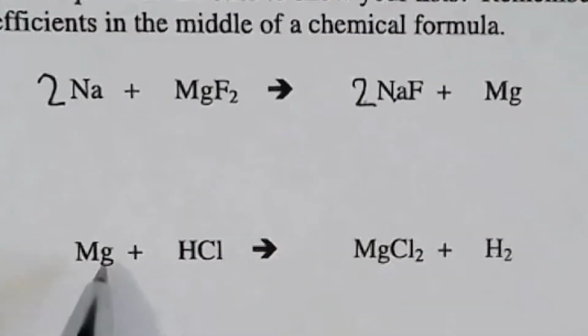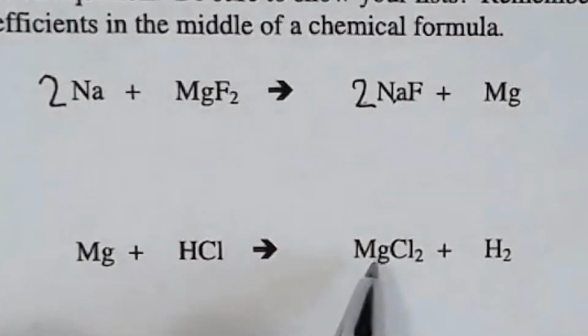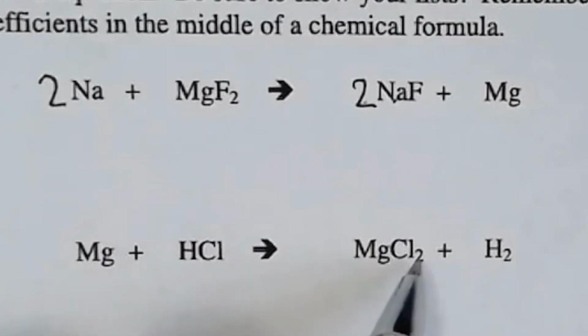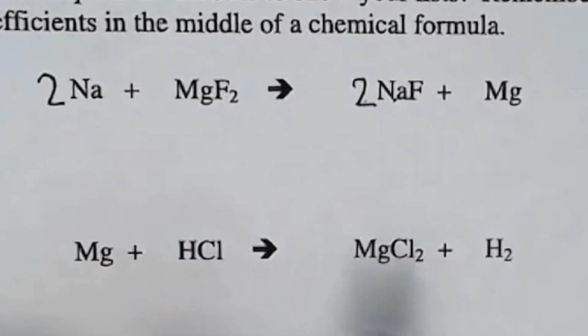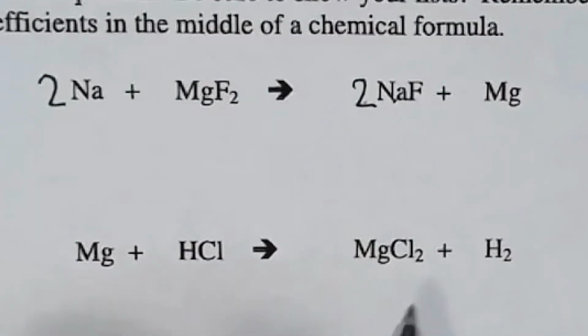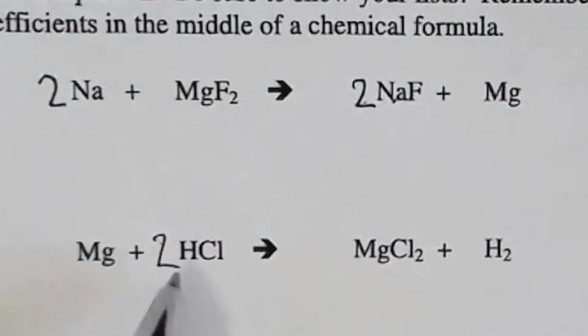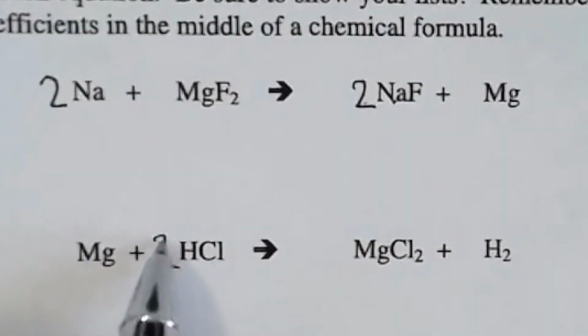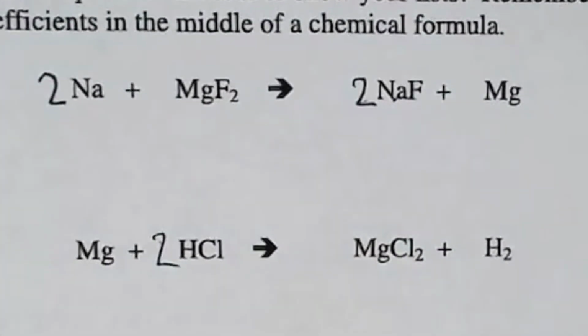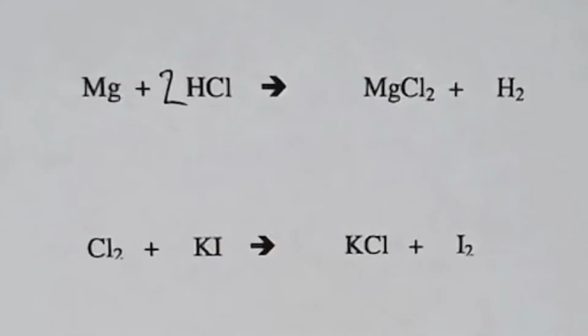Okay, next one. 1 magnesium, 1 magnesium. Now we've got 1 chlorine, 2 chlorine, 1 hydrogen, 2 hydrogen. So all we need to do here is put a 2. Now we've got 2 hydrogen, 2 hydrogen, 2 chlorine, 2 chlorine. That's an easy one. Next one.